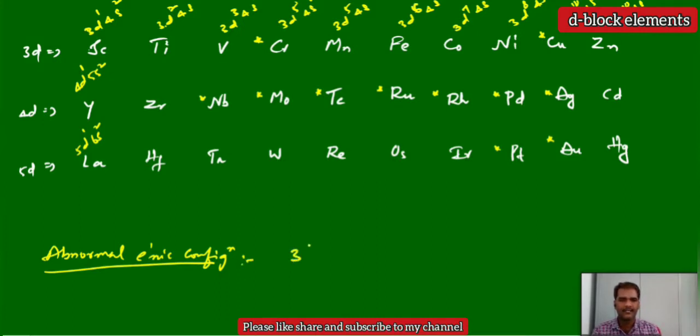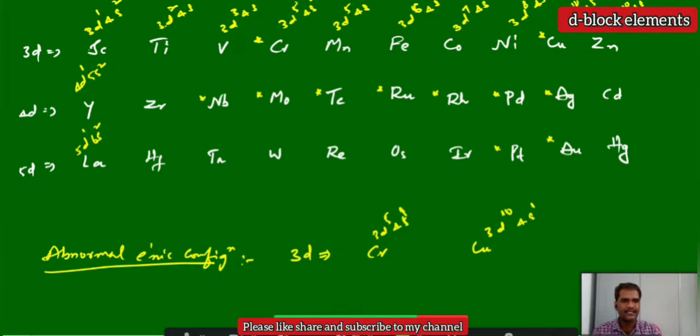In the 3d series, you have two elements, chromium and copper, whose electronic configuration is abnormal. Chromium is 3d5 4s1, to get the stable half-filled configuration 3d5, and in the copper case, the fully filled electronic configuration 3d10.